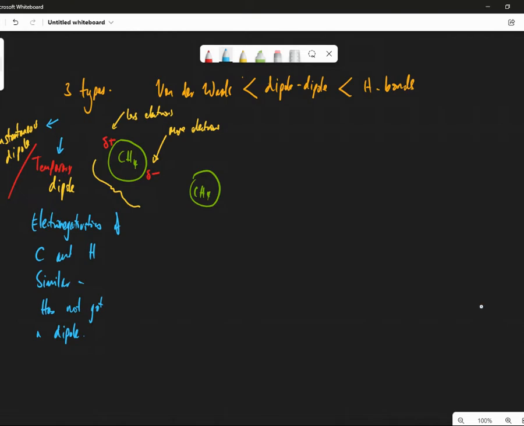Now, this dipole here, this temporary dipole or induced dipole, will induce a dipole in a molecule next to it. So it will scare electrons off to the other side of the molecule, and it will create a dipole in a neighboring molecule. So we also have a dipole here. This is another dipole, but this dipole is induced. Okay, it's been induced by the other dipole, and the delta negative on one side will be attracted to the delta positive.